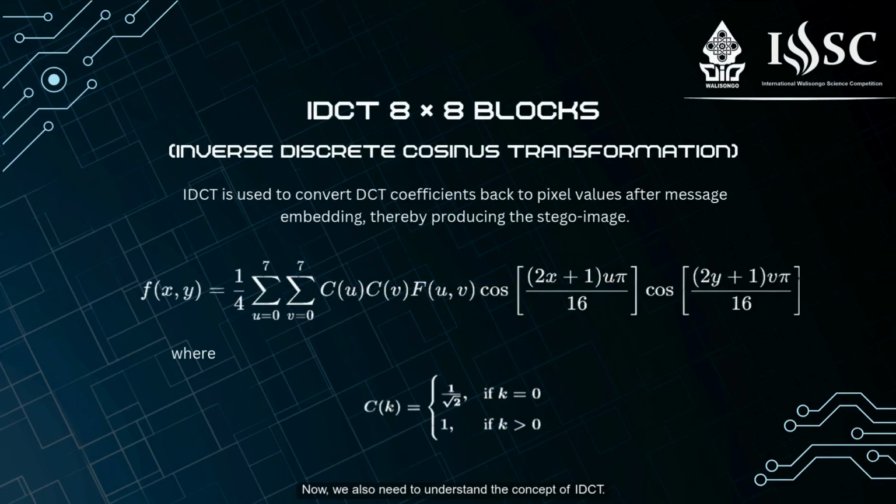Now, we also need to understand the concept of IDCT. Basically, IDCT is the inverse of DCT, a mathematical operation that converts frequency domain data back into the spatial domain. In other words, it restores the pixel values after transformation, resulting in a reconstructed image known as the stego image. IDCT is applied after the message embedding process is done in the DCT coefficients.